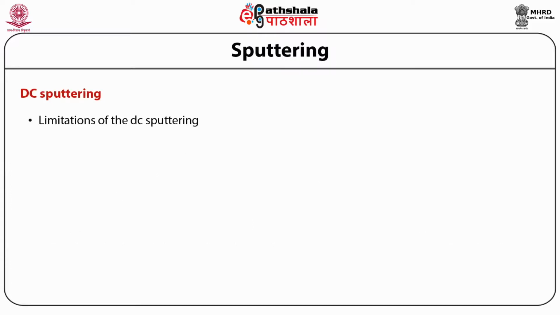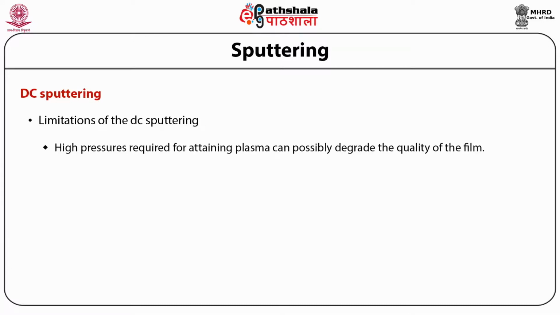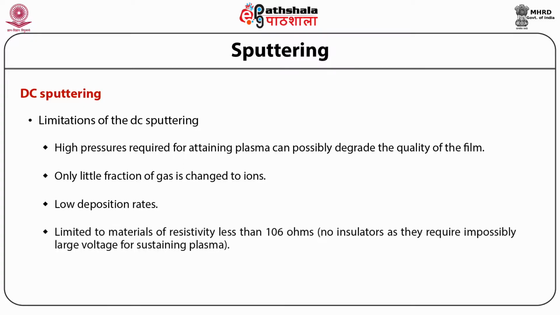Now, limitations of DC sputtering are: first, high pressures required for attaining plasma can possibly degrade the quality of the film. Second, only a little fraction of gas is changed to ions. Third, low deposition rates. Lastly, limited to materials of resistivity less than 10 to the power 6 ohms. No insulators, as they require impossibly large voltage for sustaining plasma.